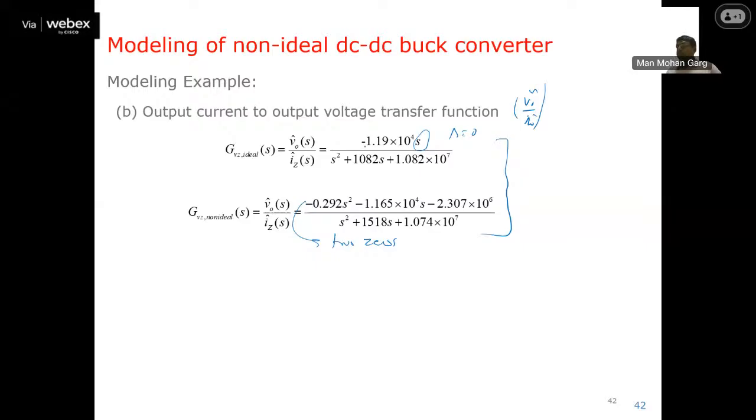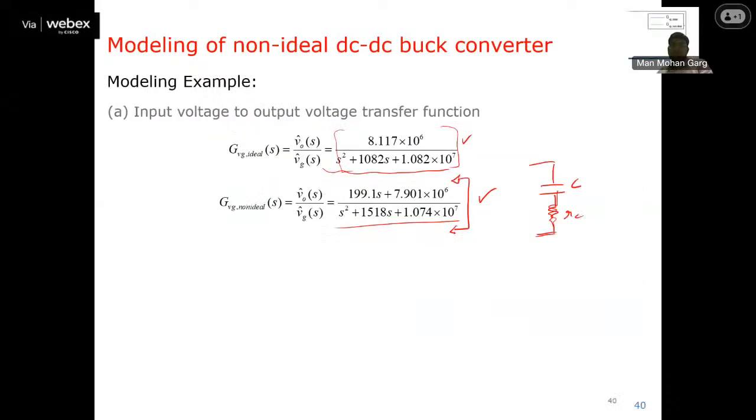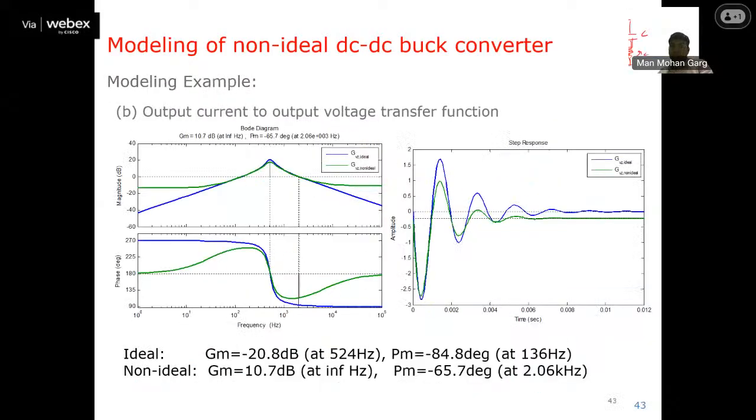Why is this negative coming? Can anyone tell? This negative is coming here. I have not seen this in V naught upon Vg. Everything was positive, but here it is negative.